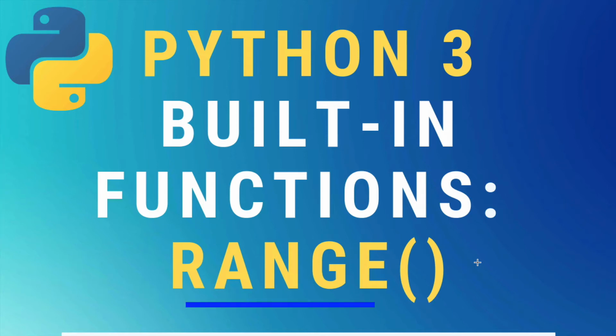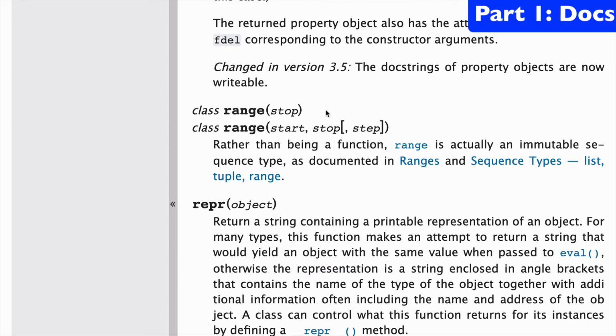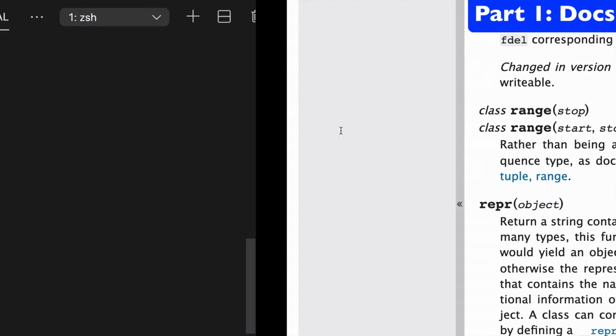Today, the range built-in function in Python 3. Let's start with a look at the docs. The first thing you'll notice is there are two range functions here. I think why they do that is because the stop, which is the first argument here, becomes the second argument here. So they're just trying to show you how that argument changes based on how many arguments you are passing. So let's look at this in practice.